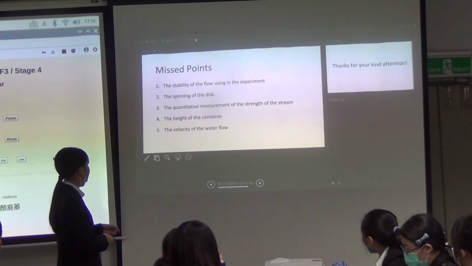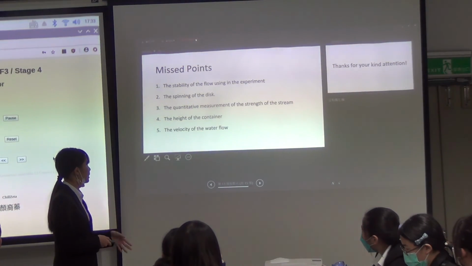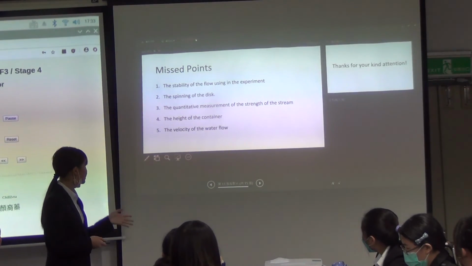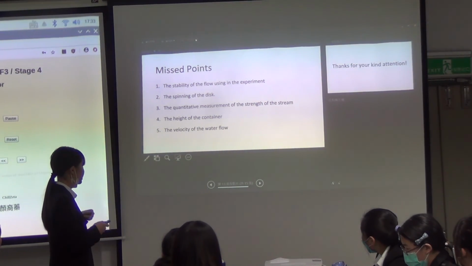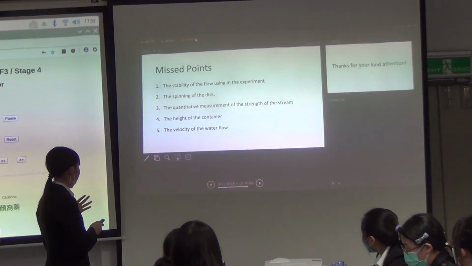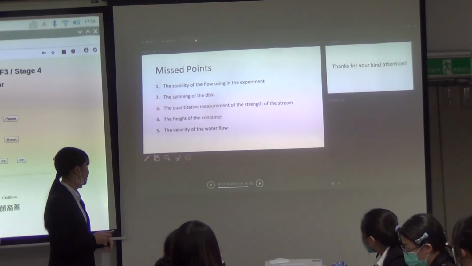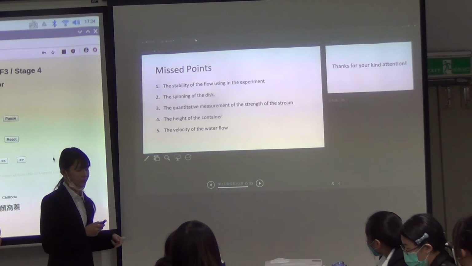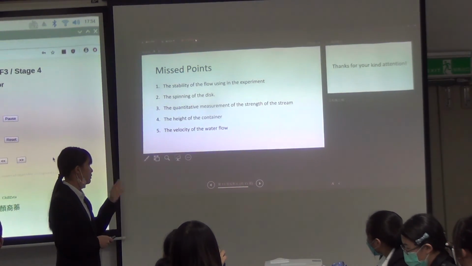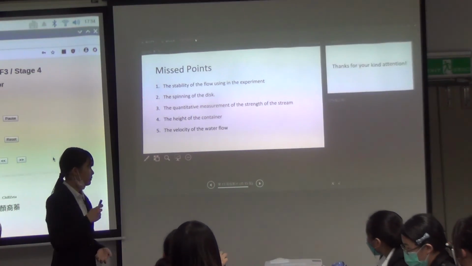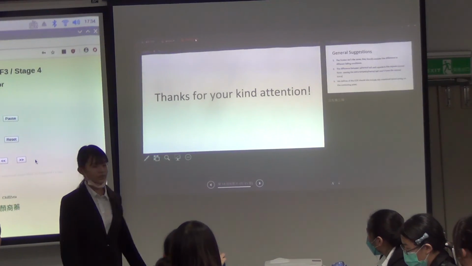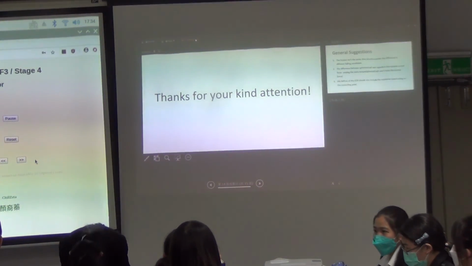As for the missing points, they didn't consider the stability of the flow used in the experiments, and they didn't consider the spinning of the disk, and they didn't quantitatively measure the strength of the stream, and they didn't consider the height of the container and the velocity of the water flow, because I think the velocity of the water flow may affect the force on the disk. So here's my review. Thanks for your kind attention.